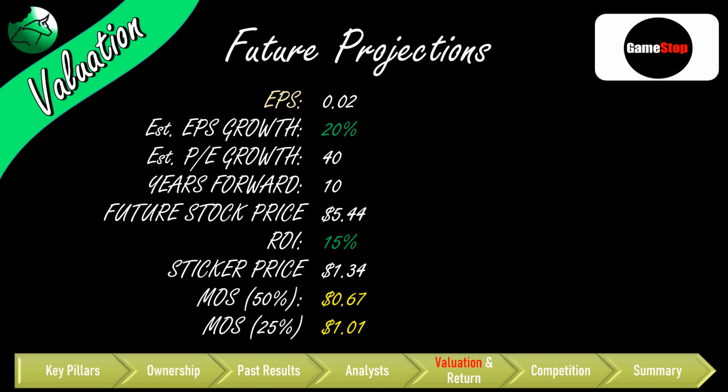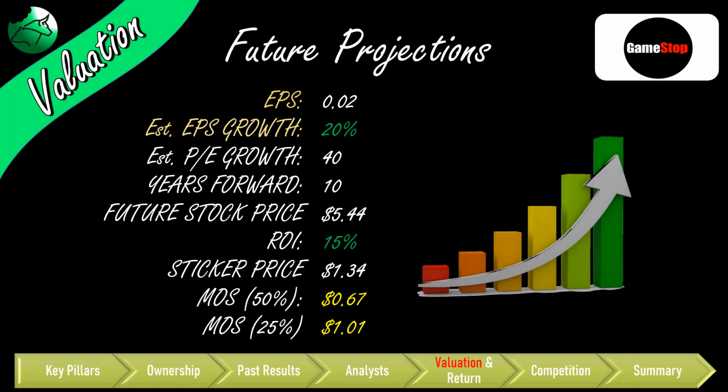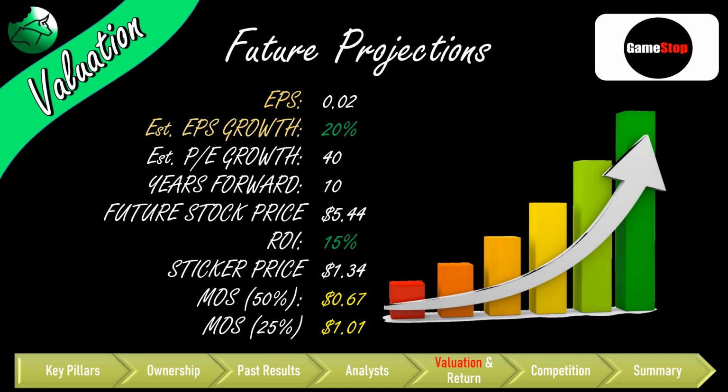So I'm going to use the earnings per share of 0.2 as my starting point when creating a valuation. As the outlook for GameStop looks bleak, and just to prove how overvalued this company is, I'm going to give it an estimated growth value of about 20%. As currently the PE ratio is 1010, I'm going to give this a more realistic PE ratio of 40. After that, I'm going to project these numbers forward by 10 years. This then gives me an estimated future share price of $5.44 per share.